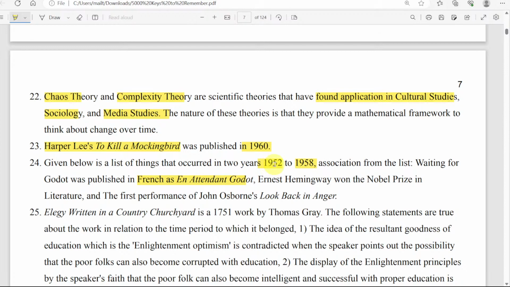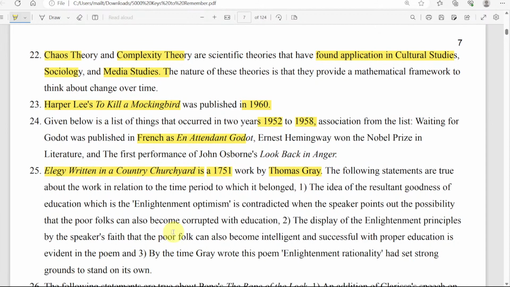Elegy Written in a Country Churchyard. We know the date: it was published in 1751, and it is by Thomas Gray. And some of the statements here are true. First, the idea of the resultant goodness of education, which is the Enlightenment optimism, is contradicted when the speaker points out the possibility that poor folk can also become corrupted with education.